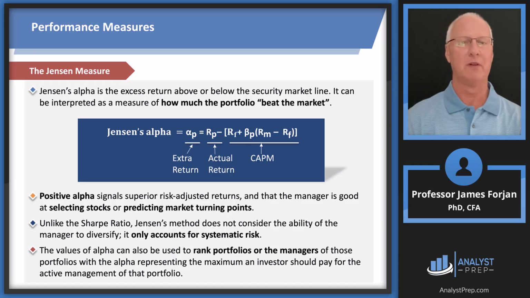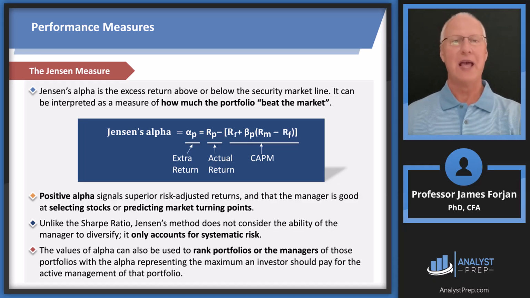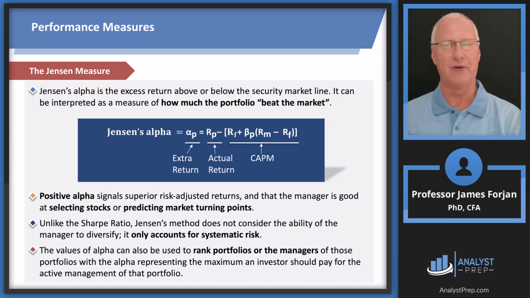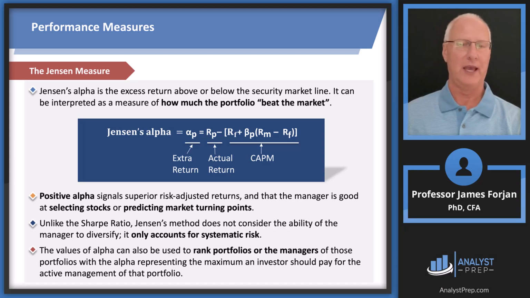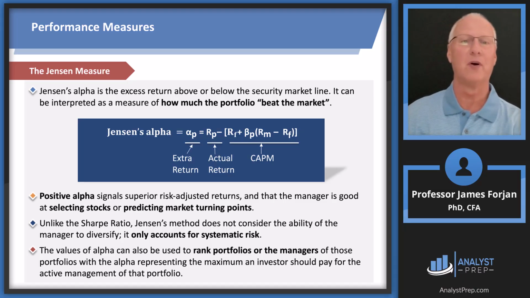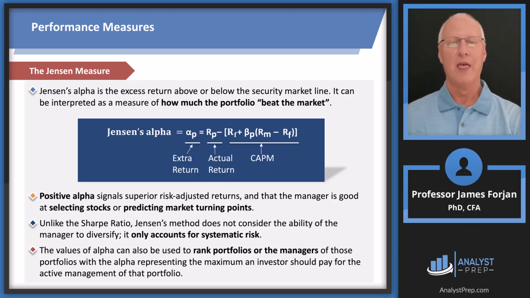Now, Michael Jensen then came along well after the capital asset pricing model was developed, and he said, hey, let's go ahead and use the capital asset pricing model to come up with another performance measure. This is called Jensen's alpha. So there's the little A, the Greek A. We're going to call that the extra return. Some people call it the excess return. Some people call it an abnormal return.